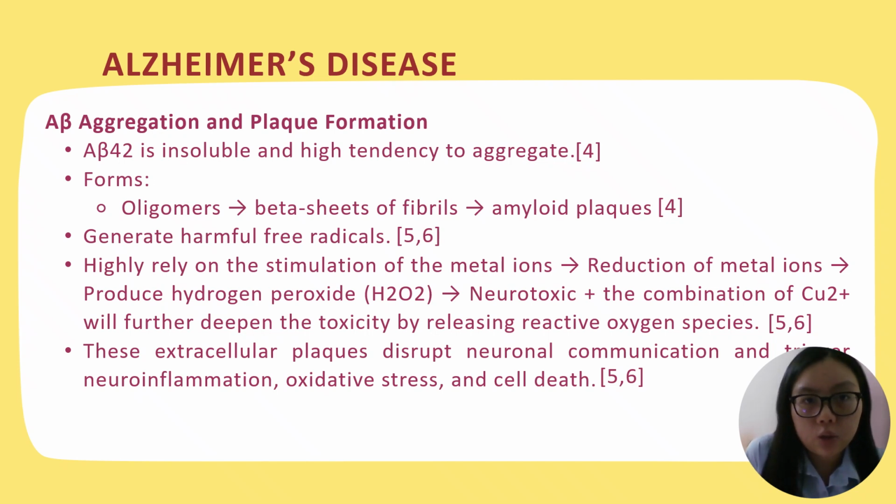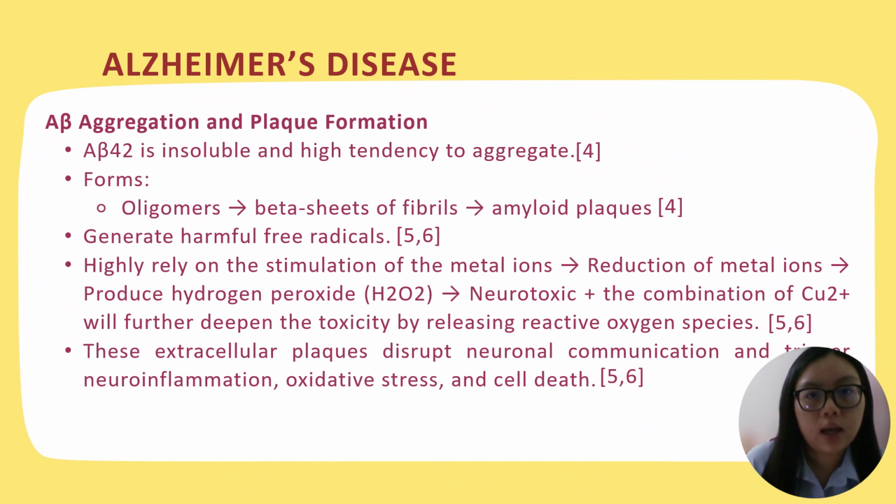The amyloid beta 42 is chemically insoluble and has a greater tendency to aggregate. The amyloid beta 42 clusters in the form of oligomers will be formed first, then they become chains of clusters in the form of beta sheets of fibrils, and lastly create amyloid plaques. The accumulations of these amyloid beta peptides build up plaques and they are neurotoxic, disrupt the neuronal communications, trigger neuroinflammation, oxidative stress, and cell death. The clumps of amyloid beta plaques generate harmful free radicals as well.